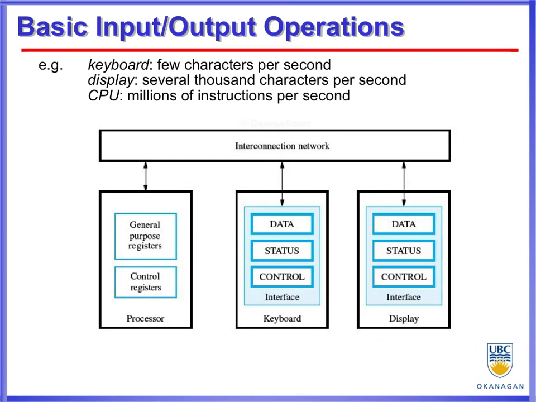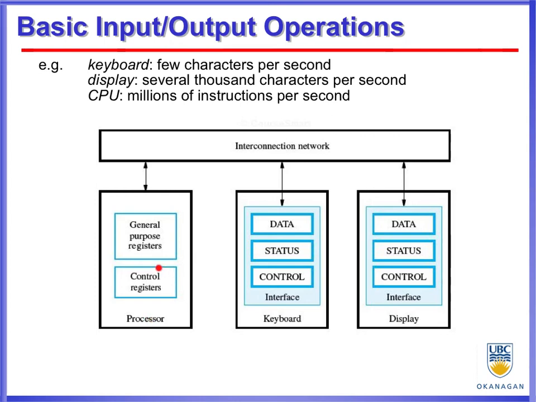In order to do this back and forth of data, obviously they all have to be connected with what we call an interconnection network. It's the cables that connect my keyboard to my computer, and my computer to my monitor. That's the interconnection network. So we're going to have some special circuitry in the keyboard, which we call interface circuitry, as well as some special circuitry on our display called the interface.